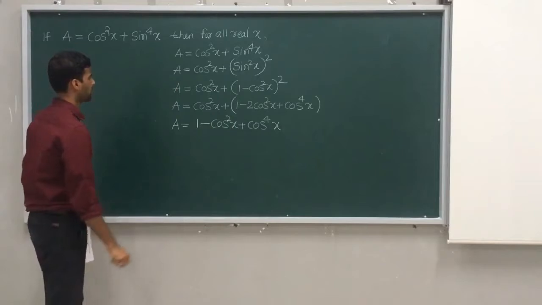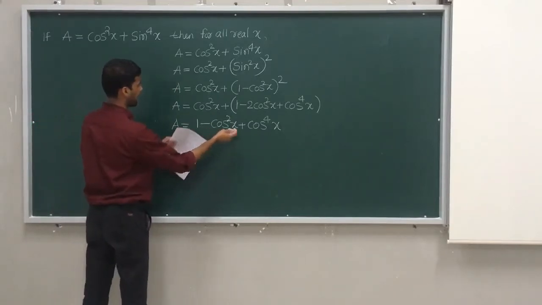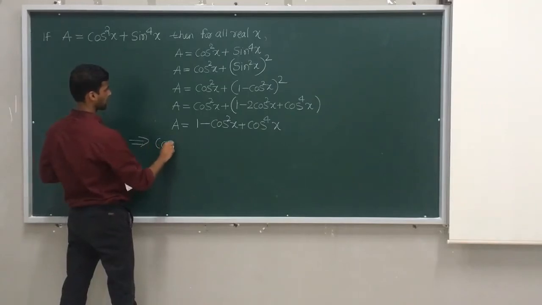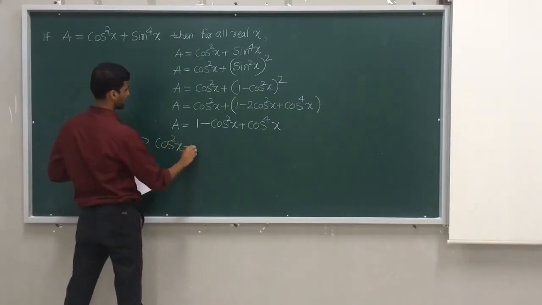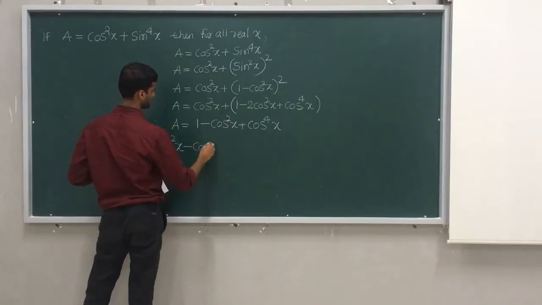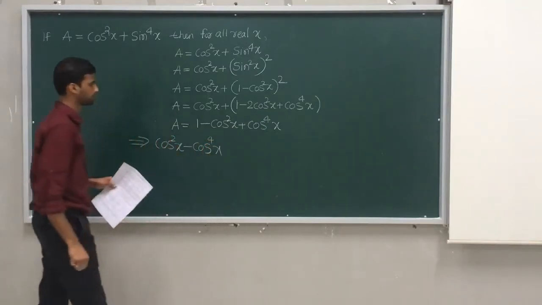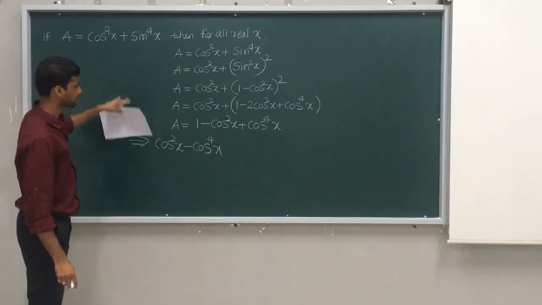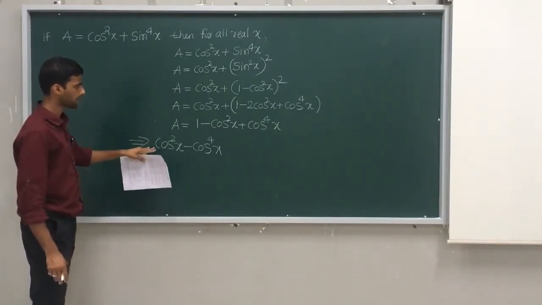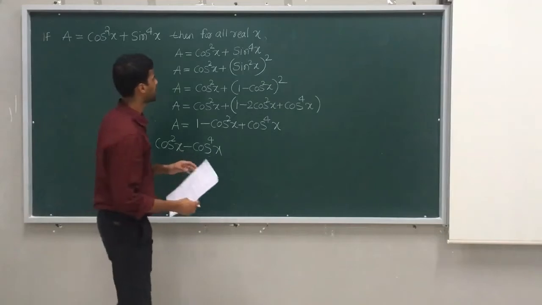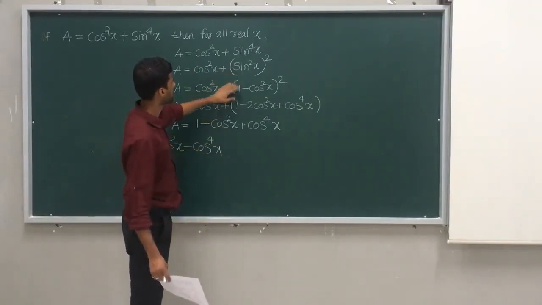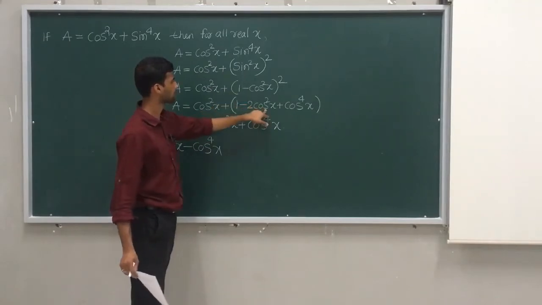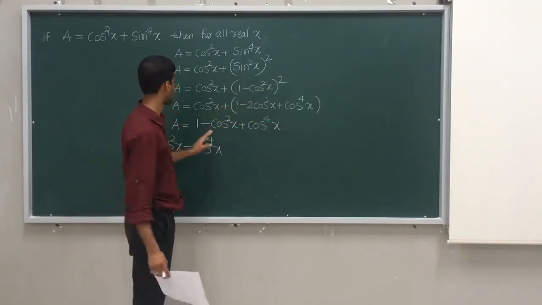Now what will we do? Again, I will bring this term here, so this becomes cos square x minus cos raised to 4x. But I want this particular thing, so we will write 1 minus cos square x as sin square x. So 1 minus 2 times cos square x plus cos raised to 4x.